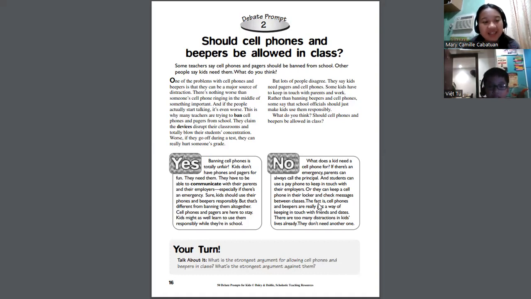Right. So you can also use your cell phone after the class. And if you have queries or questions, you can also ask your teacher. You don't need a cell phone to search, right? So yes, that's the issue about whether cell phones and beepers should be allowed in class.